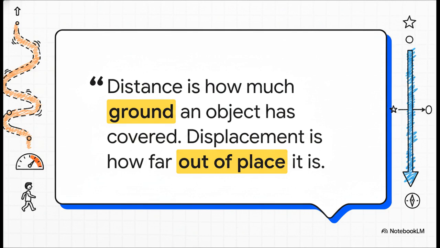Distance is a scalar. It's the total ground you covered, right? Every twist and turn. But displacement, that's a vector. It's just the straight line from where you started to where you ended. And trust me, these two can be wildly different.